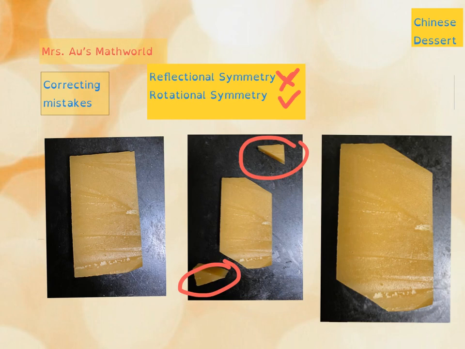So you may also try to make similar figures, so that we get an object that originally has both reflectional and rotational symmetry, but after you make some minor change, this object no longer has reflectional symmetry, but we still have rotational symmetry.